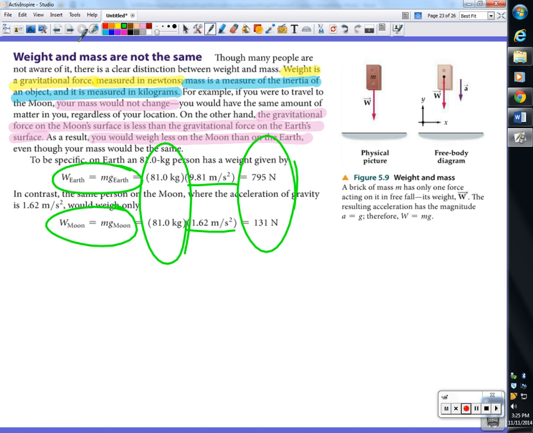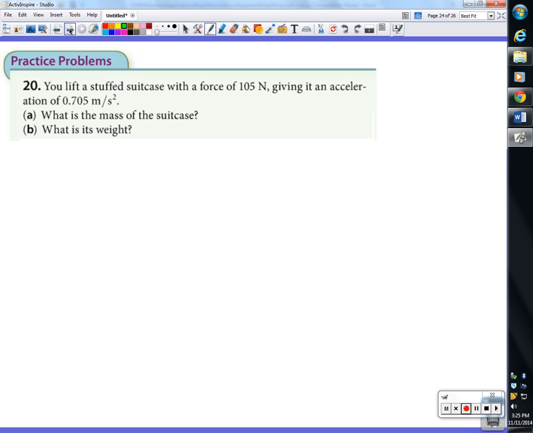So, down at the bottom of page 2, you have practice problem number 20. It says you lift a stuffed suitcase with a force of 105 newtons, giving it an acceleration of 0.705 meters per second squared. Two questions. What is the mass of the suitcase and what is its weight? Now, we just talked about these are two different questions, and they should have two different answers because mass and weight are not the same thing.